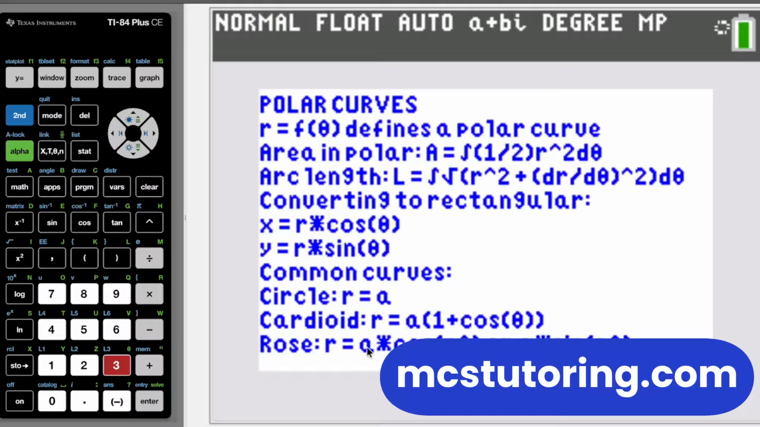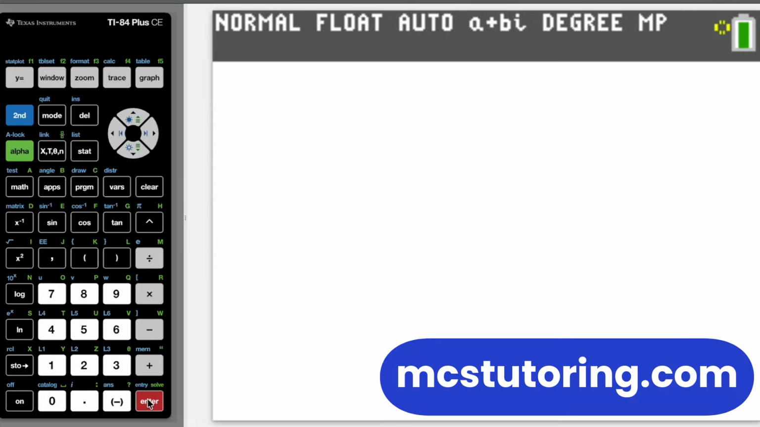R equals a times cosine n theta, or r equals a times sine n theta.